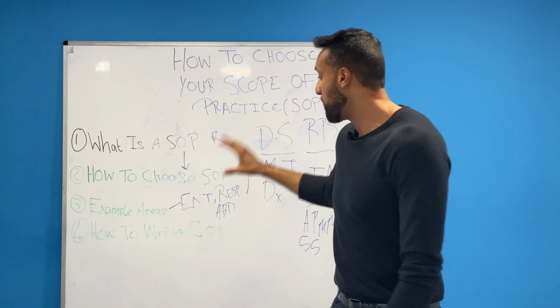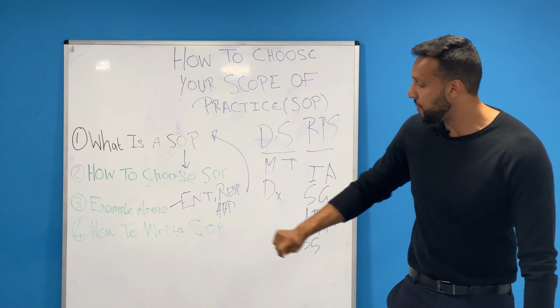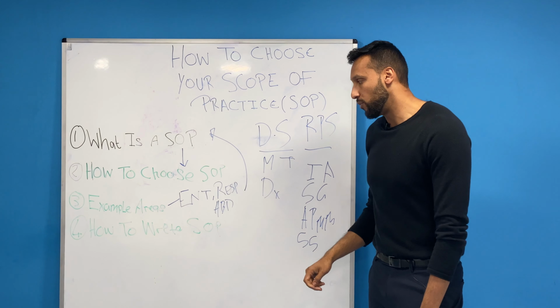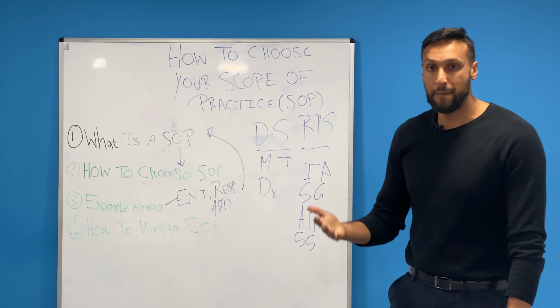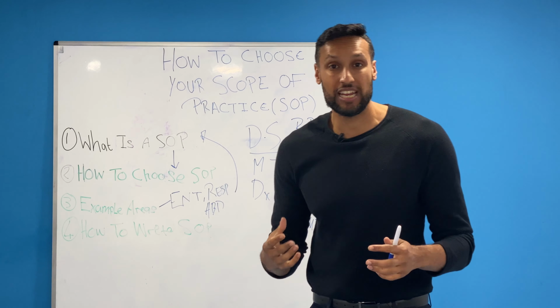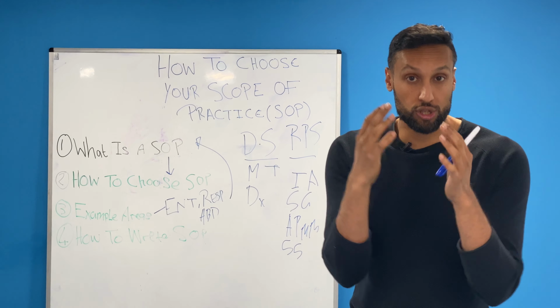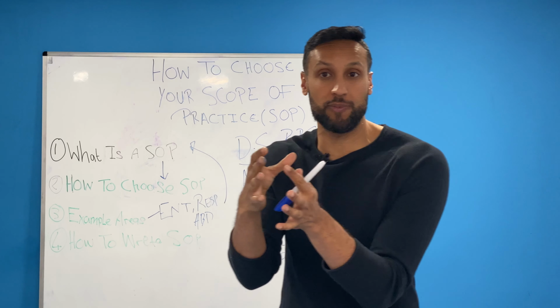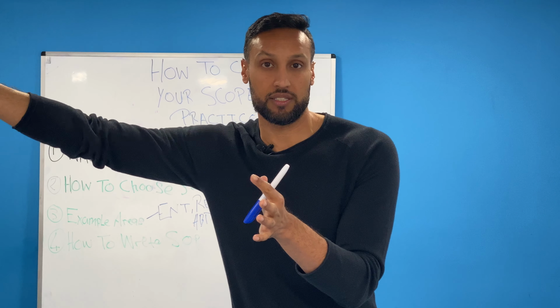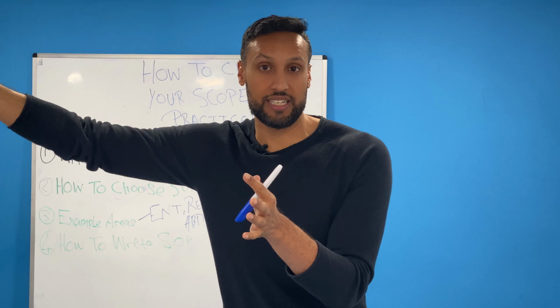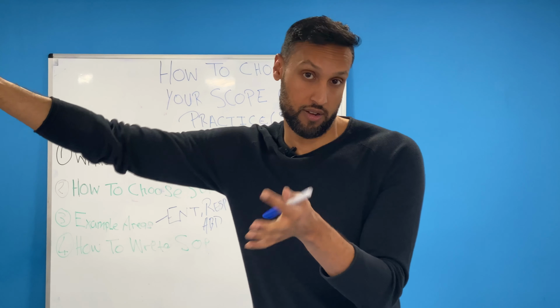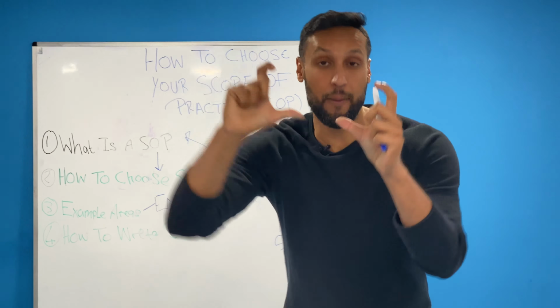So let's think of a broad scope of practice. I may write down on my statement that I will diagnose, manage and treat ENT related conditions, their differentials in children and adults aged between 6 years plus with no comorbidities and otherwise well. That's a broad scope of practice.